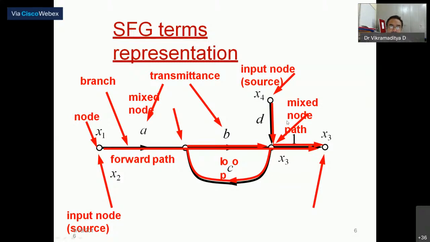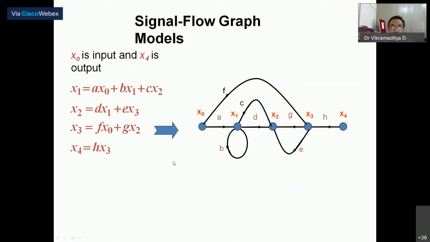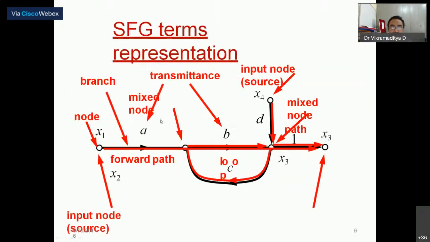Now in this slide, I have represented everything. So what is this node called? This is the input node, because only incoming branches are there. And this is a mixed node, in the sense that an incoming branch is also there and an outgoing branch is also there.